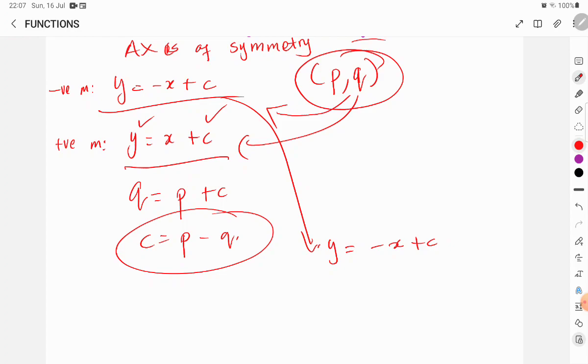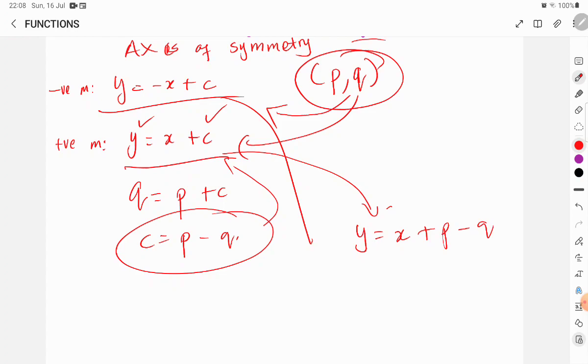Oh, sorry, am I doing it correctly? Well, sure. So this was derived from this, which means we can do it for that one. So y is equal to x plus p minus q. That's just it: y is equal to x plus p minus q. So you find what p minus q is, and put it there for a positive gradient.